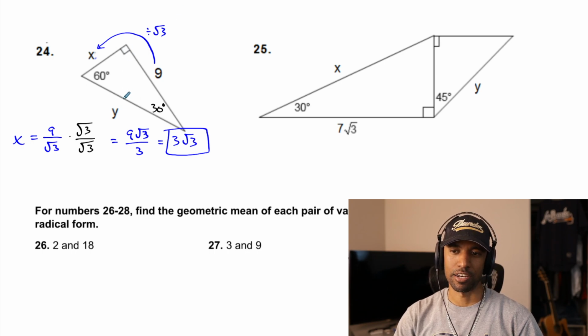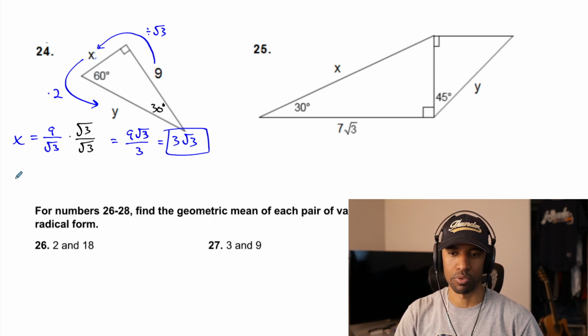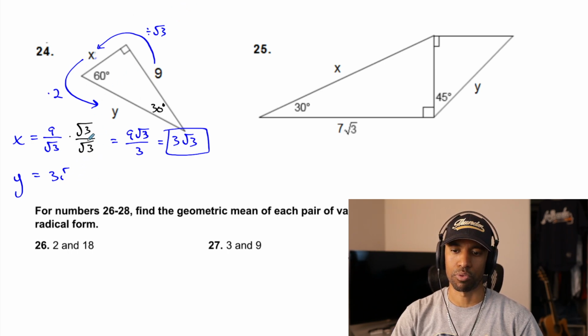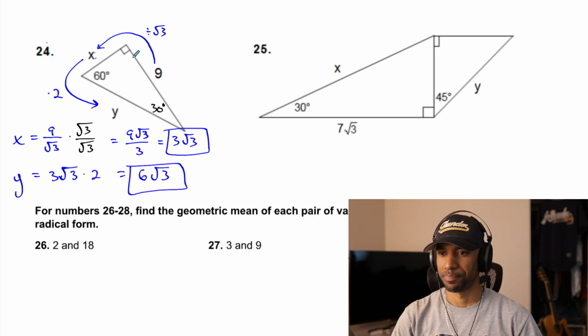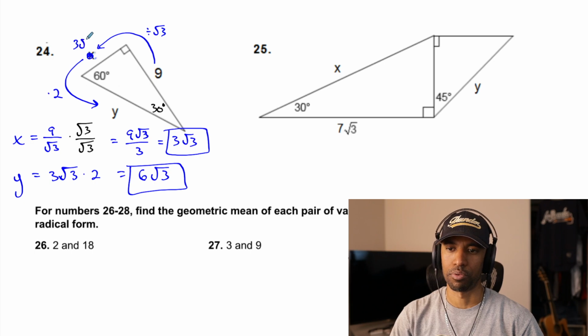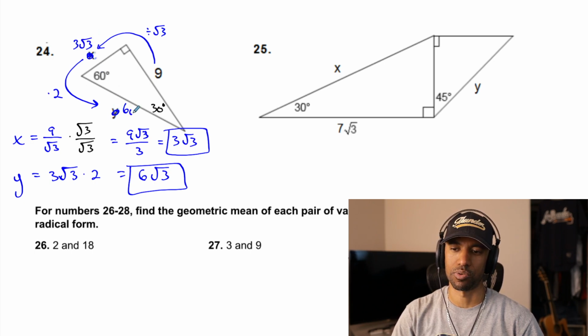Y, being the hypotenuse opposite the right angle of this right triangle here, is twice as long as the shortest leg, which is 3 root 3. So y takes the 3 root 3 and doubles it. You multiply by 2. 3 multiplies by 2, not the root 3. That becomes 6 root 3. Awesome. There we go. 3 root 3 simplified, and then this becomes 6 root 3.